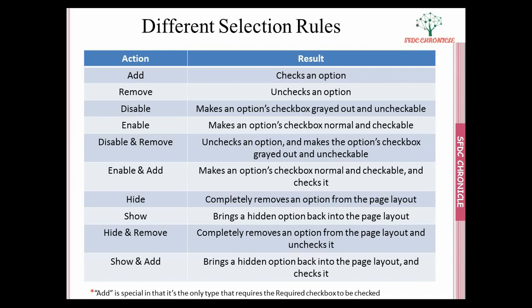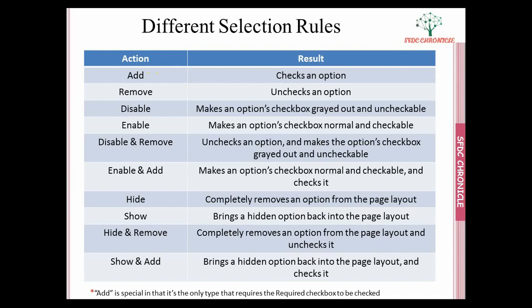Hide, completely remove from the page layout. Show, it will bring the hidden option back into the page layout. And hide and remove, and show and remove. So these are the different types of selection rule CPQ provides us. We need to use them as per our business requirement.